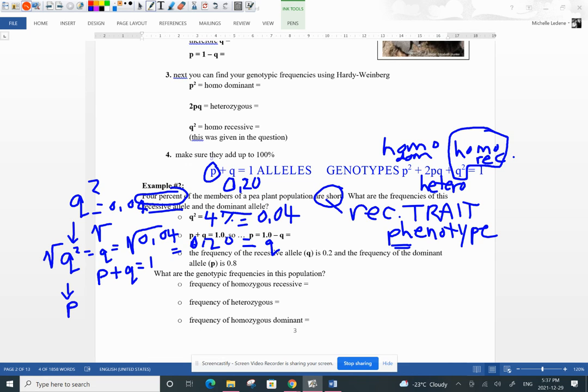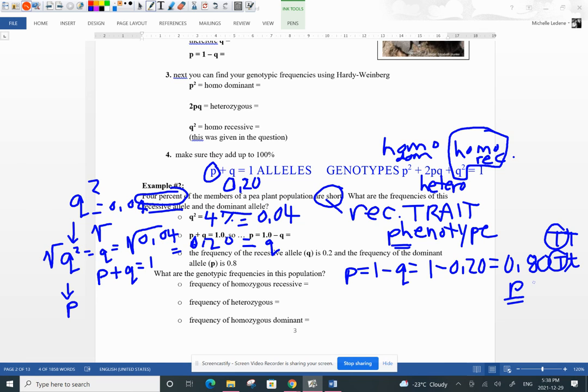So what is P? What is the frequency in the population of the dominant allele? Well, we're just going to go P is 1 minus Q. 1 minus 0.20 is going to give me 0.80. So 80% of the population have dominant alleles. That means they could be, this is a short pea plant, so maybe they are big T. That's going to give me a tall pea plant, or maybe they're big T, little t. So when you have a big T allele, that gives you the dominant allele frequency.